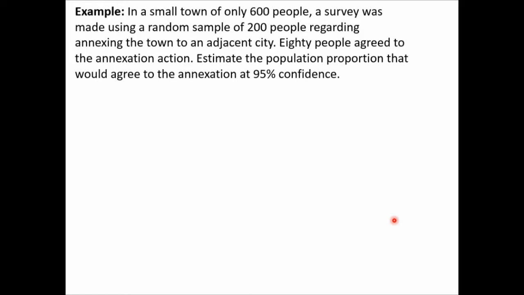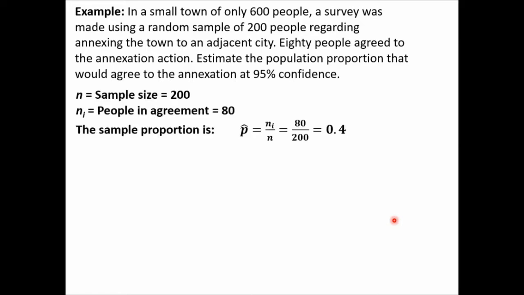Another example. In a small town of only 600 people, a survey was made using a random sample of 200 people regarding annexing the town to an adjacent city. 80 people agreed to the annexation action. Estimate the population proportion that would agree to the annexation at 95% confidence. Systematic analysis, we have the sample size 200, we have the people that agree are 80, that gives us a ratio of 0.4, or a proportion of 0.4, that's the point estimate. And at 95% we have a z-value of 1.96.